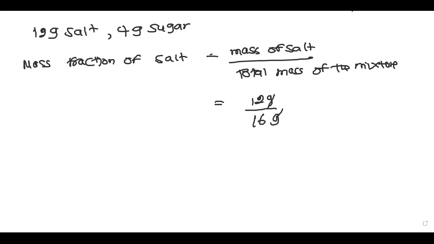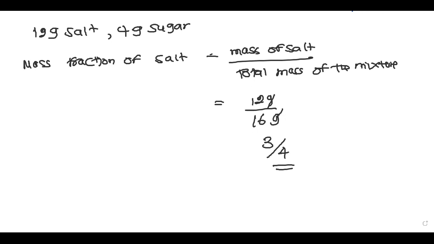So here we are talking about the mass fraction of salt. If you divide the total mass of the mixture into four portions, out of those four portions, the mass of three portions would be the mass of salt. So this is what you have to get.